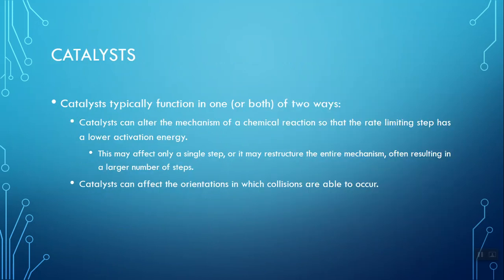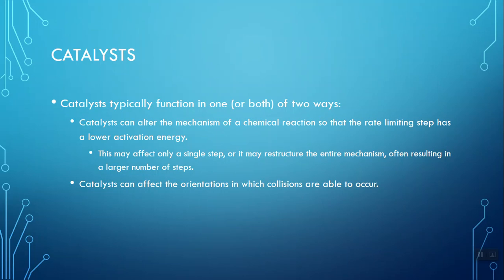So in terms of catalysts, there are essentially 2 different ways that a catalyst can work. And a catalyst can do both, so it can function in one or both of these ways. The first is that it can alter the mechanism of the chemical reaction so that the rate-limiting step has a lower activation energy. And this can look a lot of different ways. It can either be that your mechanism is mostly not changed very much, but the rate-limiting step gets easier. The rate-limiting step gets its activation energy lowered. Or it can completely restructure your mechanism.